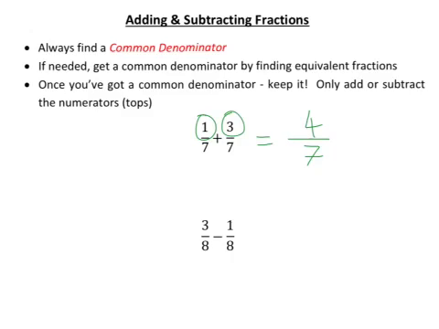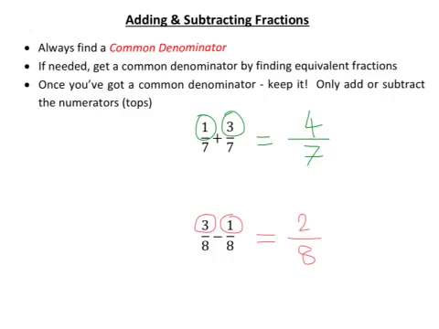It's the same with subtraction. In this bottom sum, 3/8 minus 1/8, again we have a common denominator of 8. So the first thing that I'm going to do is keep that denominator of 8. And now I'm doing the subtraction. 3 minus 1 is 2. And so our answer is 2/8.